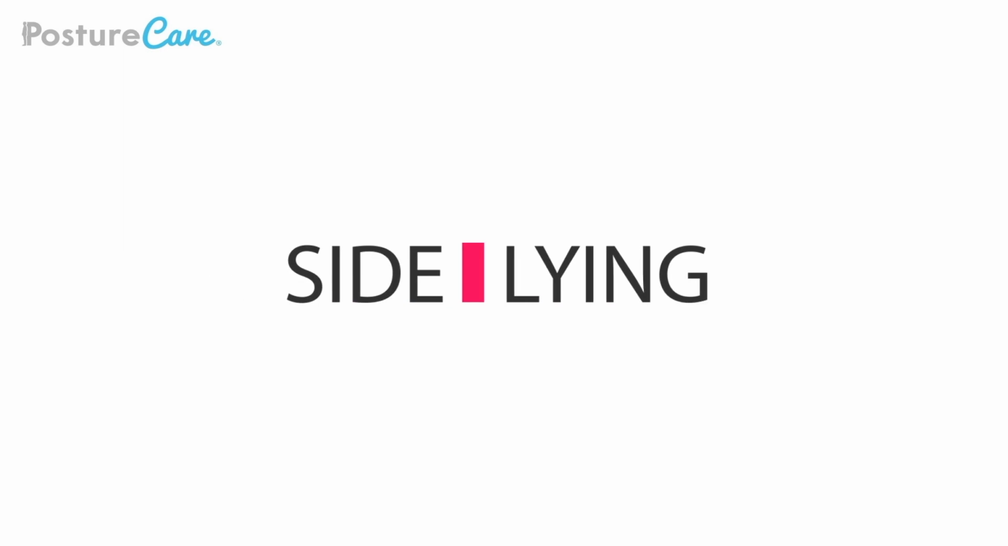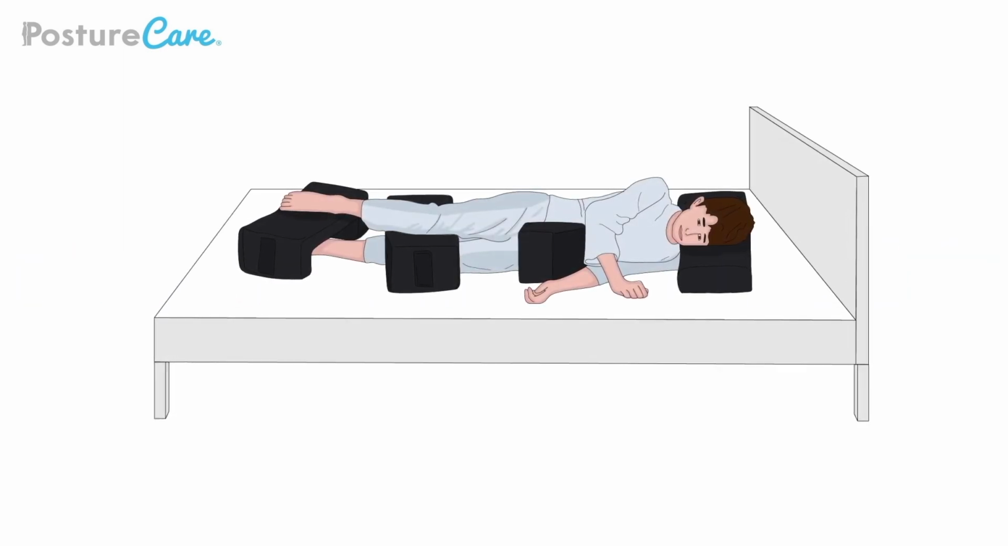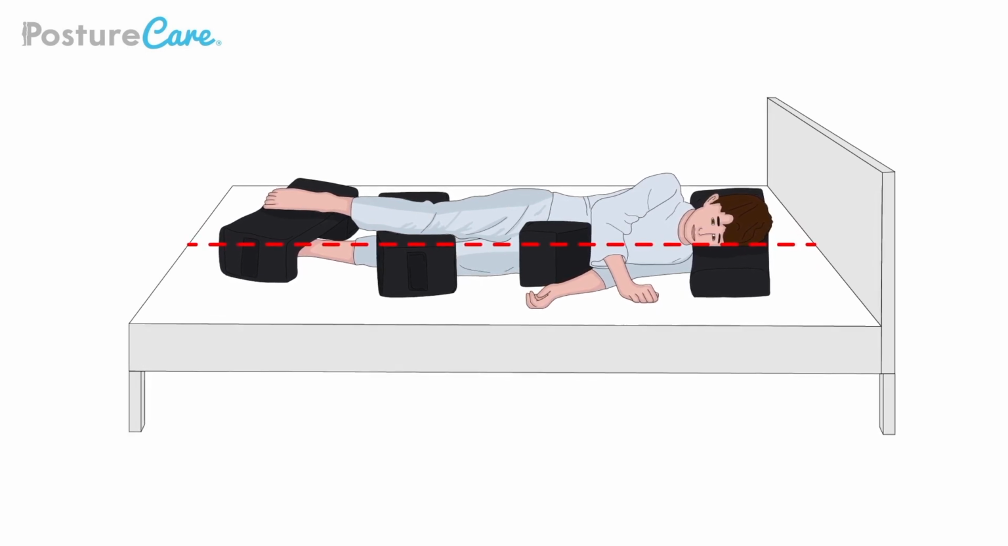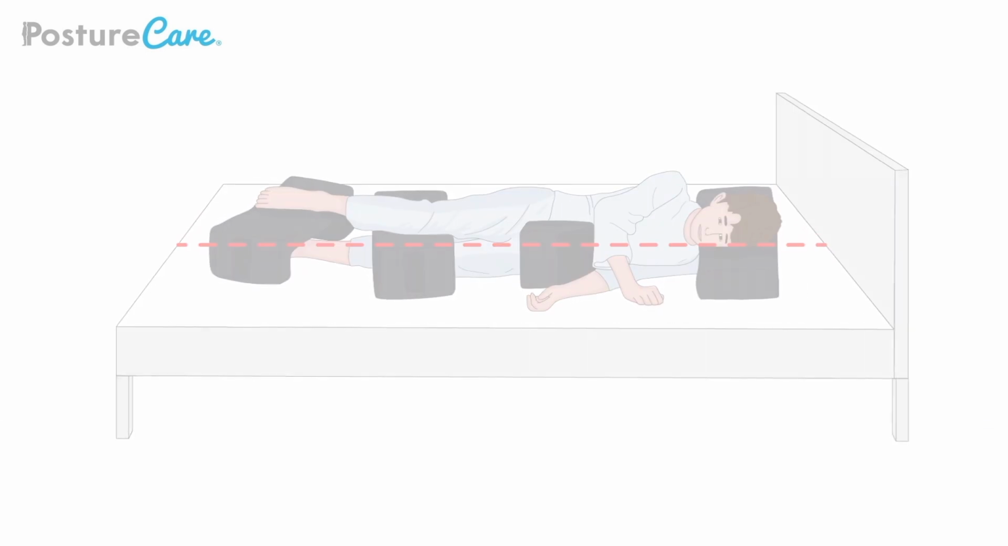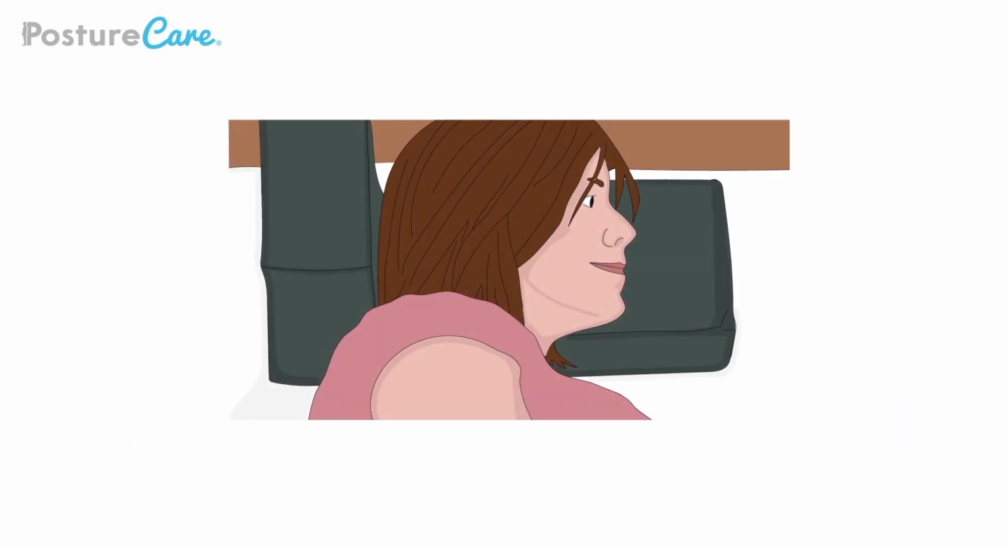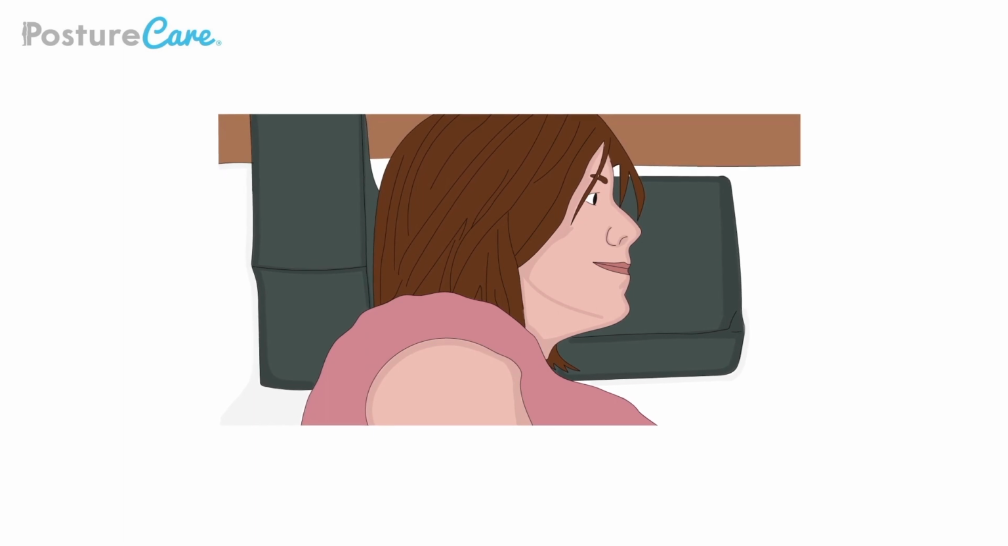Side lying. When transferring the patient onto the bed, please make sure they are positioned as close to the center of the bed as possible so that you can place the Hugga cushions either side of the body. Head support. To ensure comfort for the patient at all times, place the head support under the patient. They may need assistance with this.